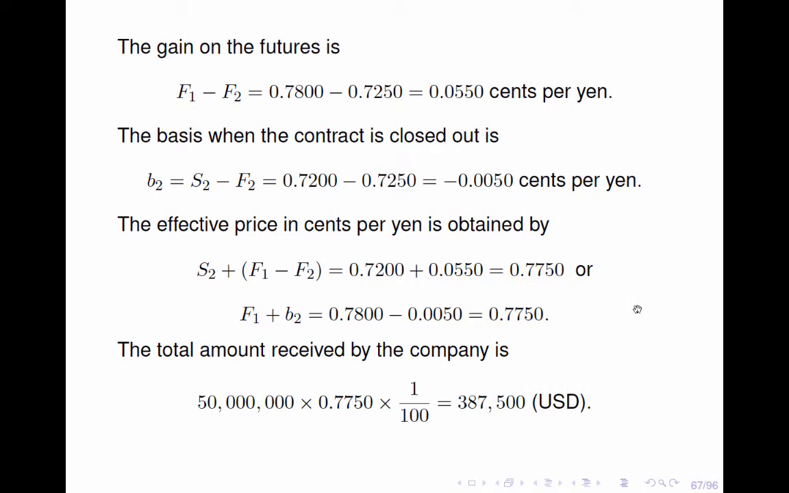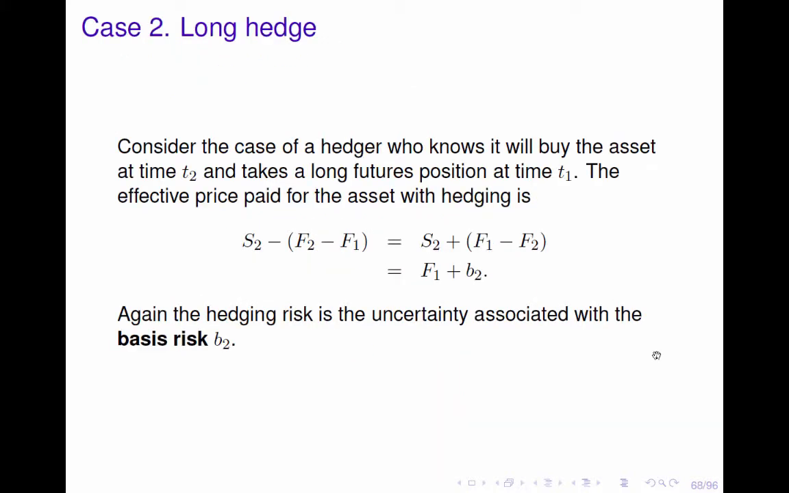Then, the 50 million yen received by the company is equivalent to $387,500 US. Second, let's consider the case of a hedger who knows it will buy the asset at time t2 and therefore takes a long futures position at time t1. The effective price paid for the asset with hedging can be calculated as follows.